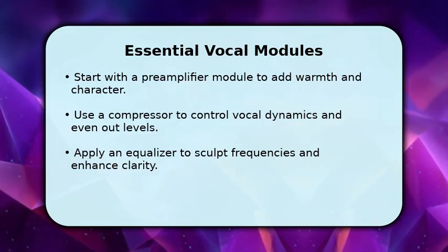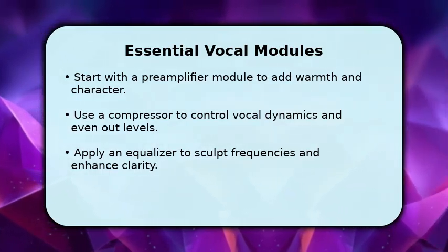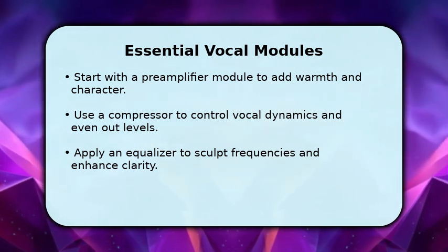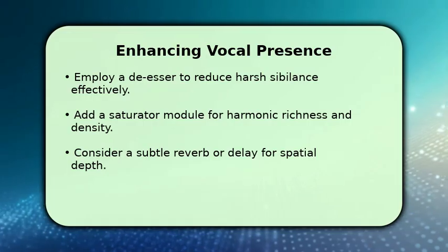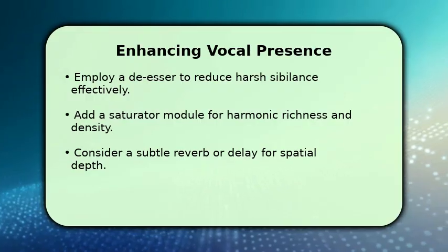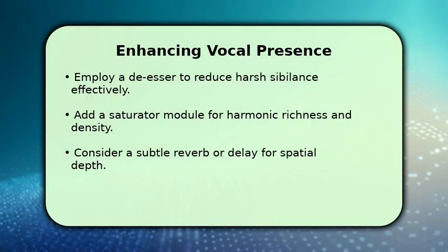Follow this with an equalizer, like the FGN, to boost desirable frequencies, perhaps around 3 kHz for presence, and cut any harshness. To refine your vocal, integrate a de-esser module to tame any overly harsh S or T sounds, typically setting the threshold around -20 decibels.